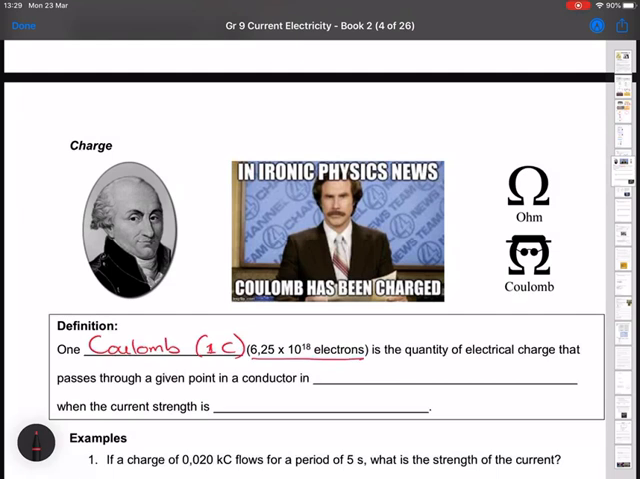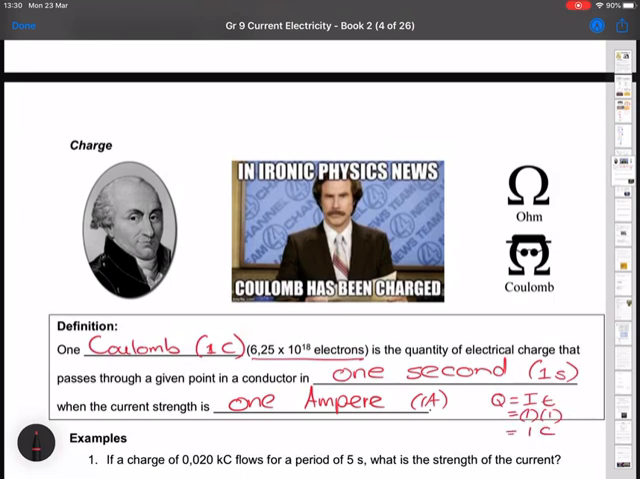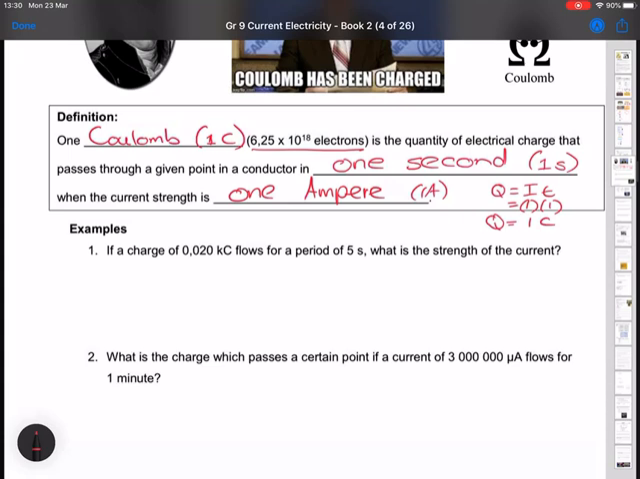All right, and what that is, is a quantity of electrical charge that passes through a given point in a conductor in an amount of time. How long? 1 second. Okay. And that will happen when the current strength is 1 ampere. Symbol for ampere is an A. All right, so if we've got the formula Q is equal to IT, if I've got a current of 1 ampere and a time of 1 second, 1 times 1 is going to give us 1 Coulomb of charge. So Q would equal 1 Coulomb.